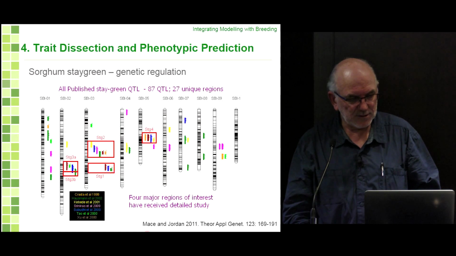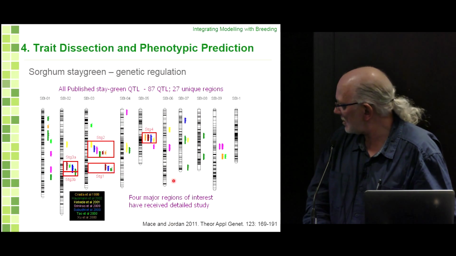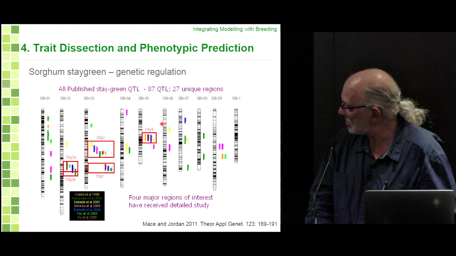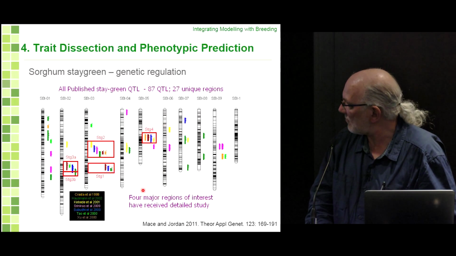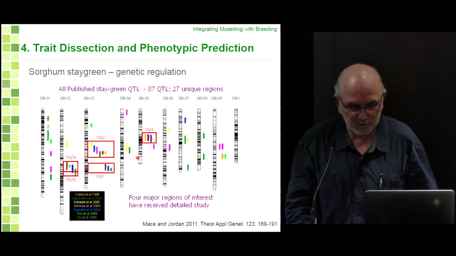So the genetic regulation of this is quite complex. Emma Mace has done some nice work on this, and Andy Borrell, and they've mapped and looked at all of the published stay-green QTL, and you can see there's a large number of small effect QTL, but there are 4 major ones that people have been playing with, and they generated a set of near isogenic lines to look in more detail at those.